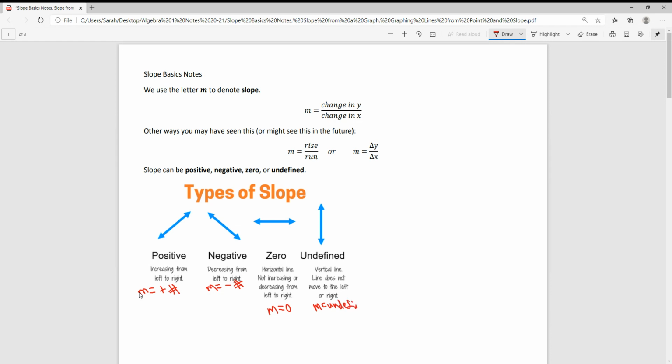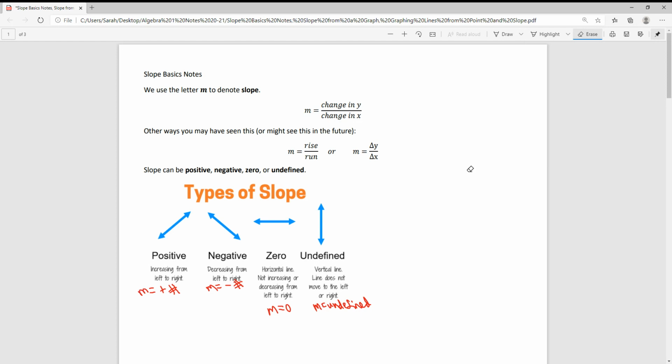We just say undefined. Technically, what's happening there is you are dividing. When you think about your rise over your run, let's say we're going up 2, but you're going to the right 0. 2 divided by 0, or anything divided by 0, is undefined. So that's where that comes from.